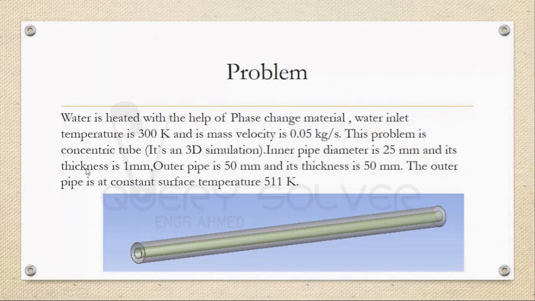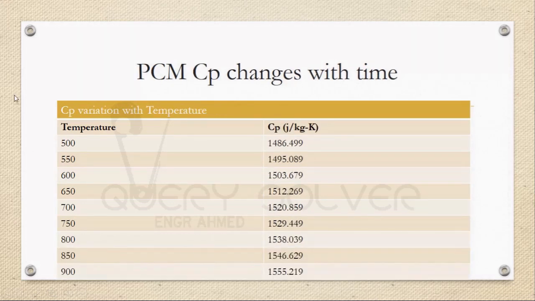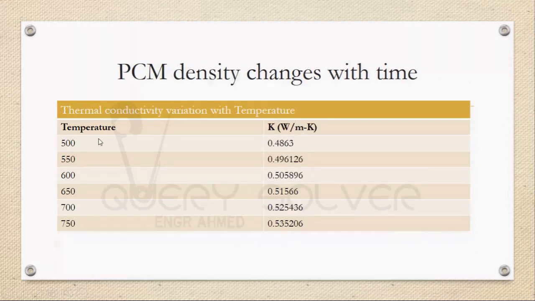Inner pipe diameter is 25 mm and its thickness is 1 mm. Outer pipe is 50 mm in diameter and its thickness is 1 mm. Typo error in slides: 50 mm thickness is written. Outer pipe is at constant temperature 511 K.